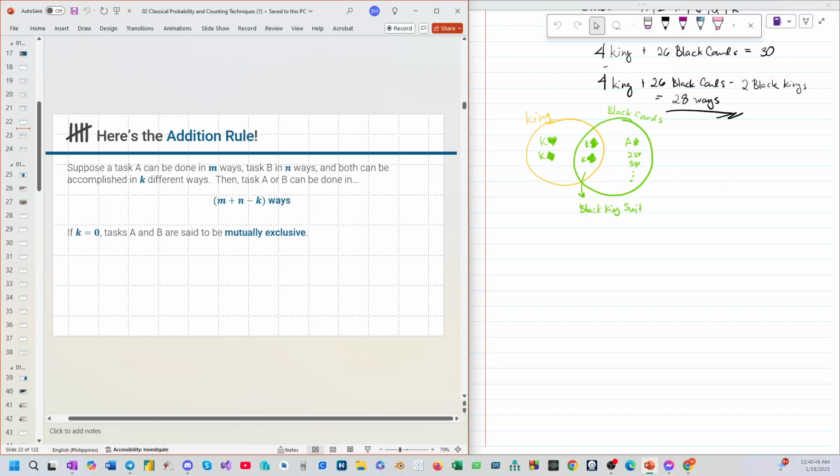Alright? So suppose a task A can be done in M ways, and task B can be done in N ways. If we're going to be adding them together, to be accomplished in different ways, then it is M plus N, minus K, where K means the common ways, that is, both can be accomplished in K different ways. Okay. So we have this addition rule.